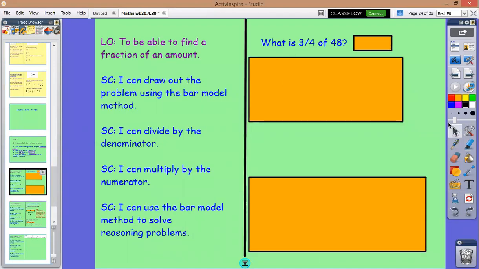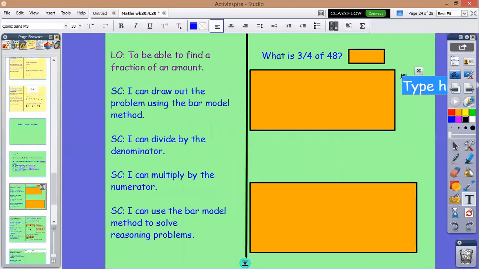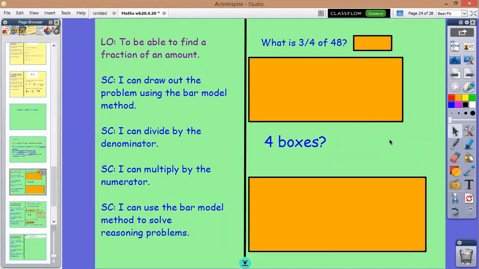So over here, I have got: what is 3/4 of 48? Now, I know straight away that 3/4 is out of 4. So already, before I even start thinking, I'm thinking I need to draw at least 4 boxes. Now, why might that be? Have a little think to yourself. Can you answer that question? Why do I need to use 4 boxes? Okay, the reason we use 4 boxes is because our denominator is 4.